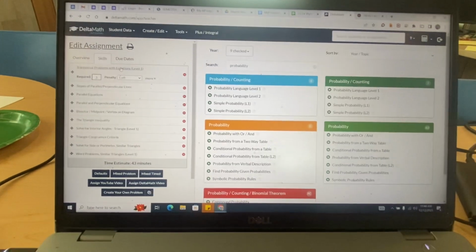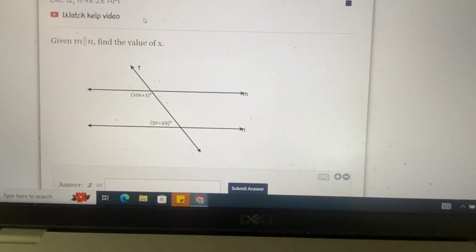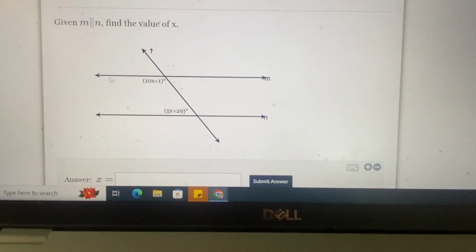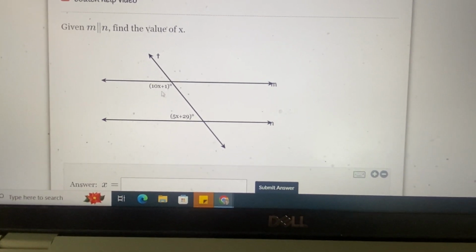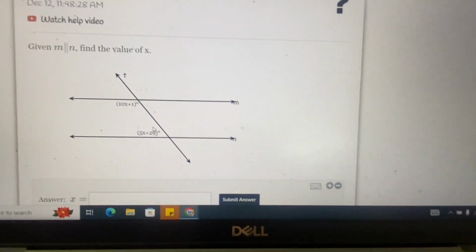So this first section, transversal problems with equations. There's a couple of ways that this is going to go, but basically what's going to happen is this. If you have angles that look like this right here, they do not look equal, so they're going to add up to 180.